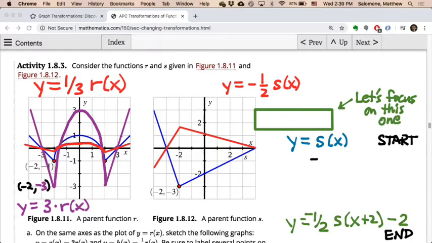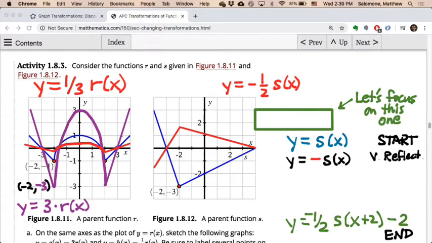First, it's reflecting over the x-axis. So let's think of this as a combination of 2 steps. The first being, we're going to replace s of x on the right side by minus s of x. And so that's reflecting. I would call it a vertical reflection, or a reflection across the horizontal axis.